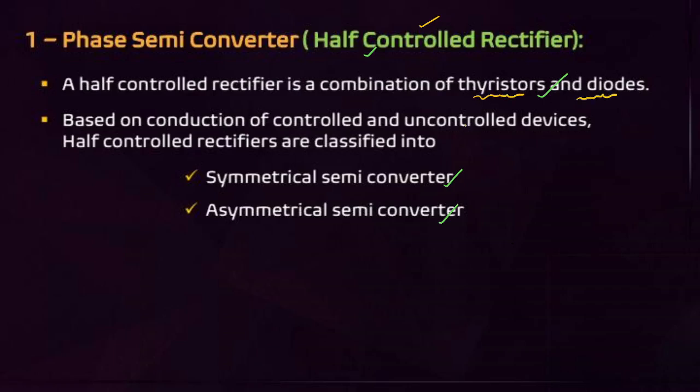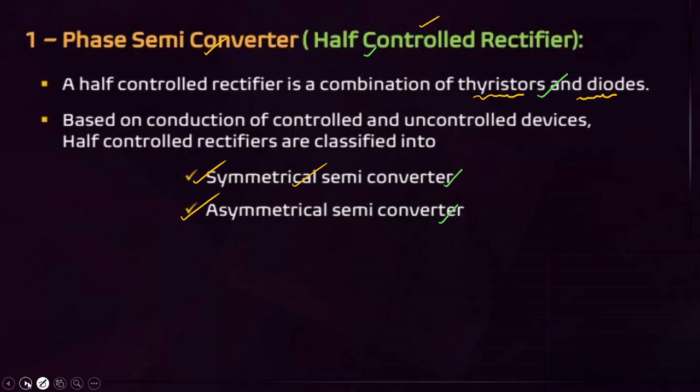But the point you have to remember, half wave is different, half controlled is different. Half wave is only one device, but half controlled is a combination of thyristors and diodes. In semi converter, again there exist two types of configurations. One is a symmetrical semi converter, another one is an asymmetrical semi converter. But point to remember, students, if they simply give semi converter, you have to take the symmetrical semi converter only. If they give asymmetrical semi converter, then only you can take asymmetrical semi converter.